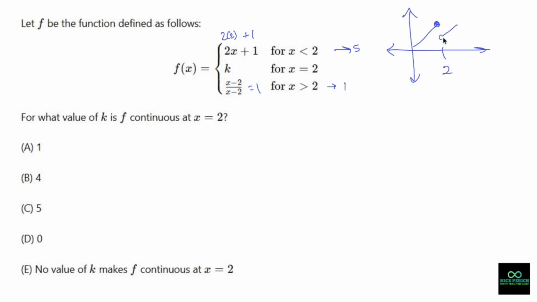So how are we going to connect these guys? Well, we can't. There's no number that's going to connect these two. There's no number that's going to make that jump all the way down there, which means no value of k is going to make this continuous at x equals 2. So kind of a tricky problem, but that's how you do it.